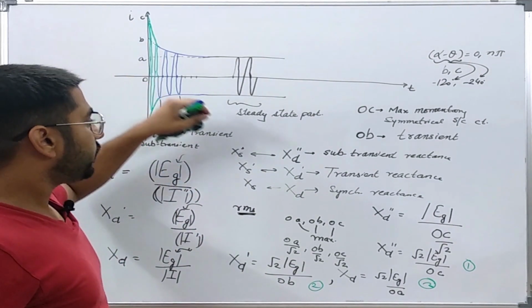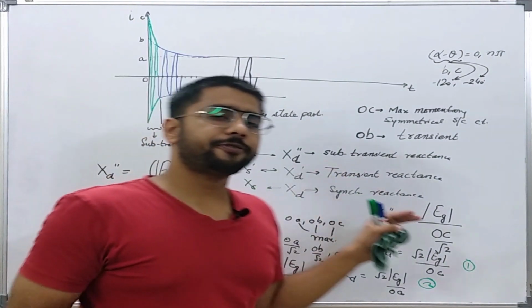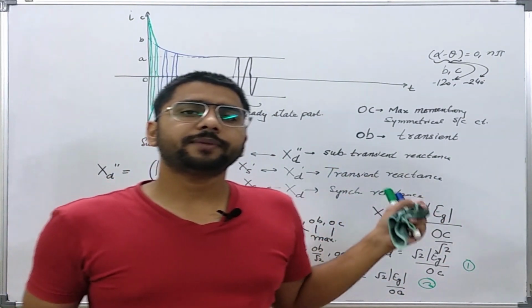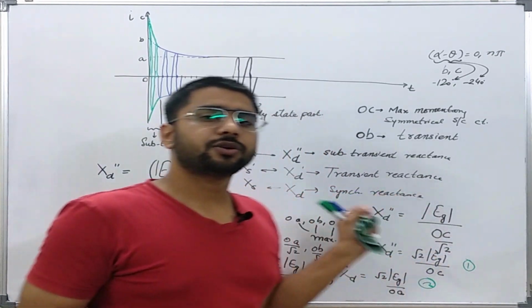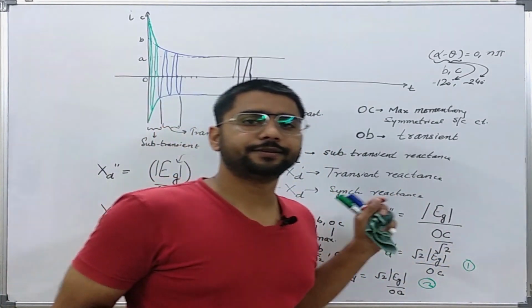Now we will try to see why different kinds of reactances are being offered by a synchronous generator during a short circuit. That we will see in the next slide.